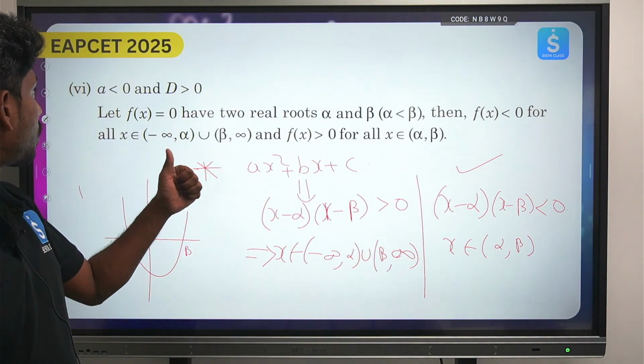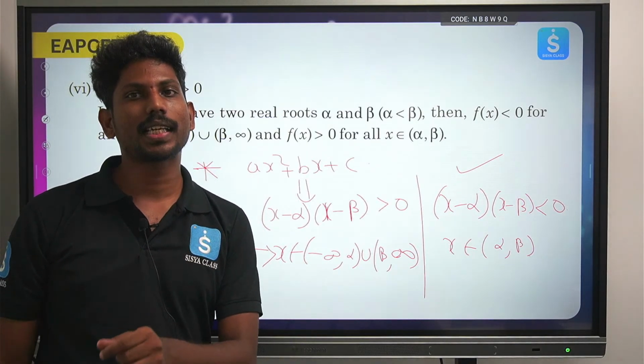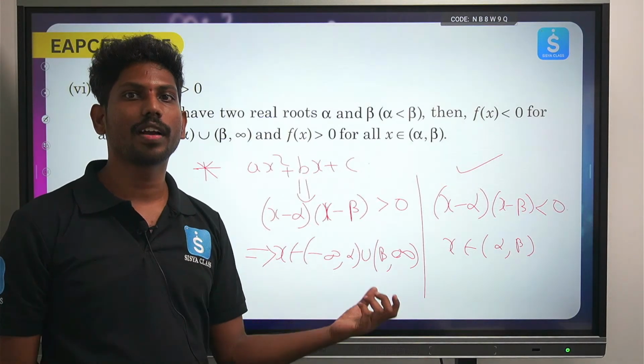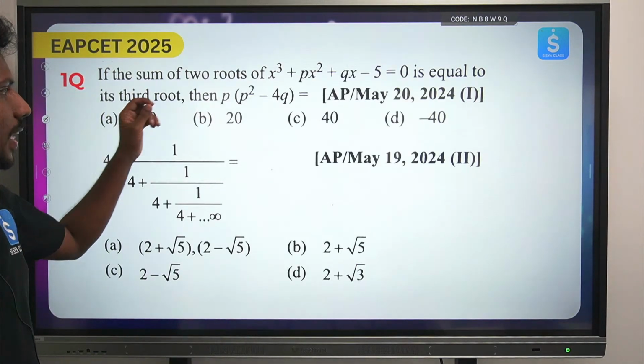So this is the whole theme of the quadratic equation. It is not just about this chapter, we will be using this constantly, especially when you are doing functions as well as calculating the domain and range. Okay, now let's see the first question.